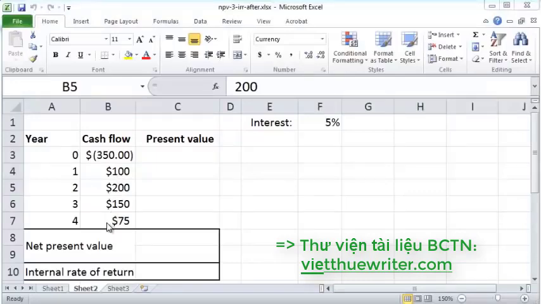Which is better? Is it better to put money in the bank and earn 5%, or is it better to put money in this venture and earn this return? We need a way to compare that. So that's what we're trying to find out with the net present value.